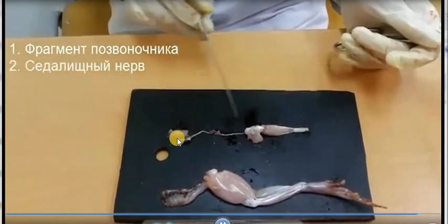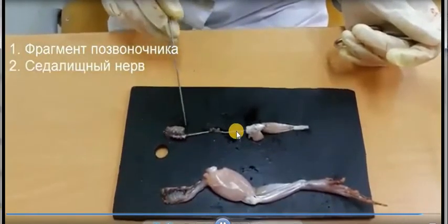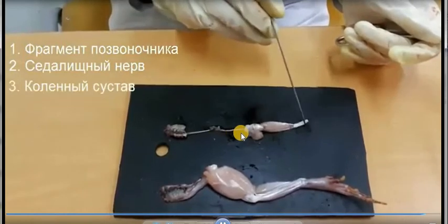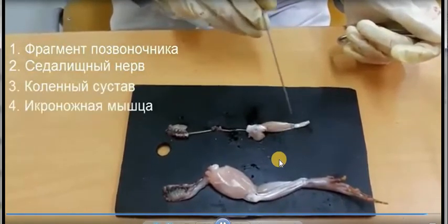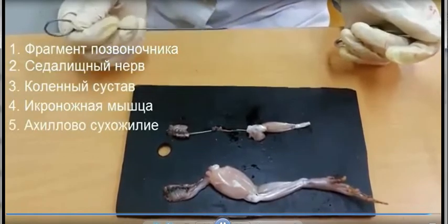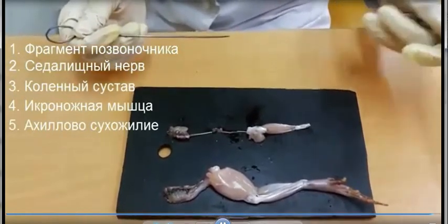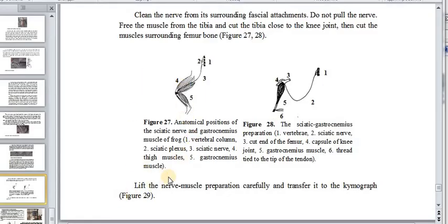It is a part of the spinal cord. It is a little white thread. It is a nerve and muscle, and a heel tendon. So we can find on the slide all these anatomical positions of this ischial nerve and gastrocnemius muscle, and in the book, I don't remember the page, it is about figure 29.